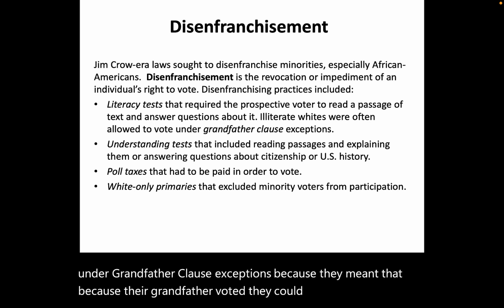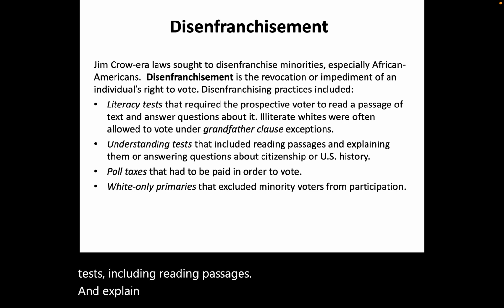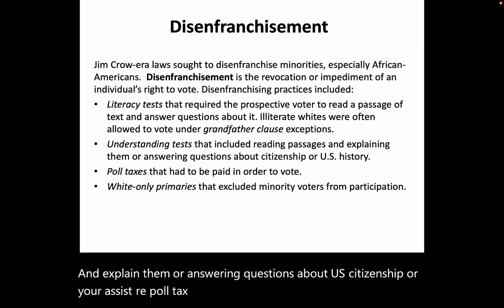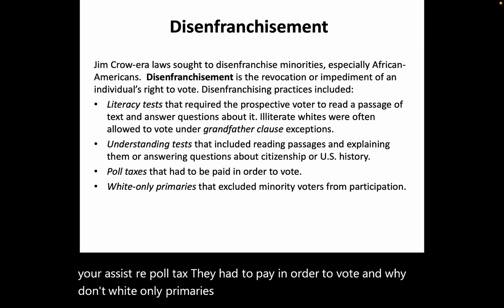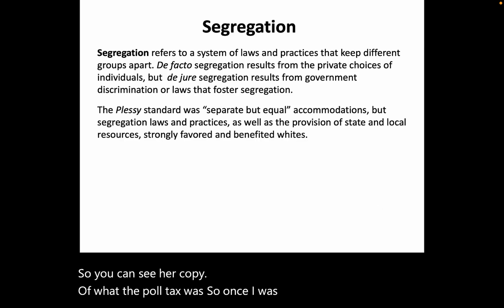There were also understanding tests, including reading passages and explaining them or answering questions about U.S. citizenship or U.S. history; poll taxes, which people had to pay in order to vote; and white-only primaries that excluded minorities from participation. You can see here a copy of what the poll tax was. Once that was paid, then they could vote.